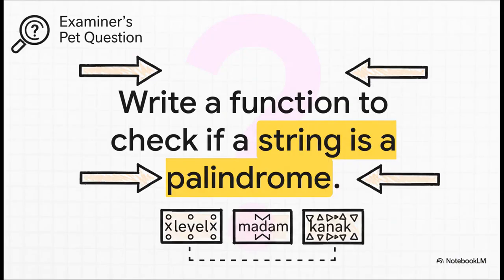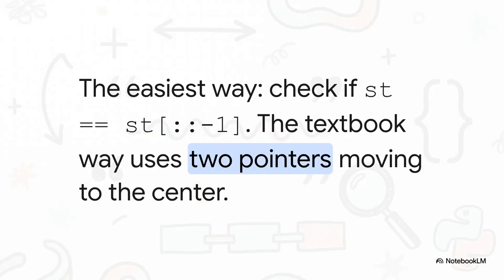And here it is, the celebrity of string questions, checking if a string is a palindrome. You know, a word that's the same forwards and backwards, like Kanak or madam. The examiners love this one because it tests everything, your logic, your loops, and your indexing, all in one question. Now, the smartest way to solve this is to just use our reverse trick, right? Just check if the string is equal to its reverse.